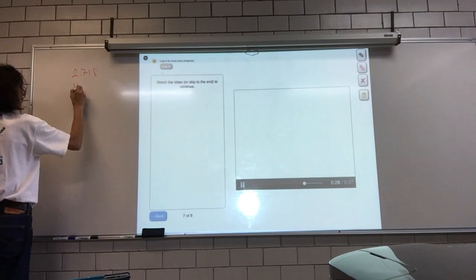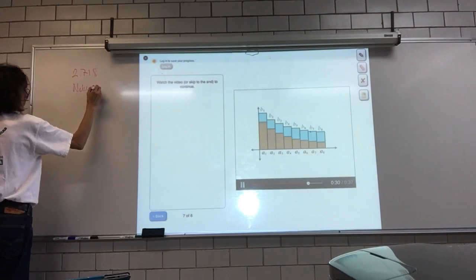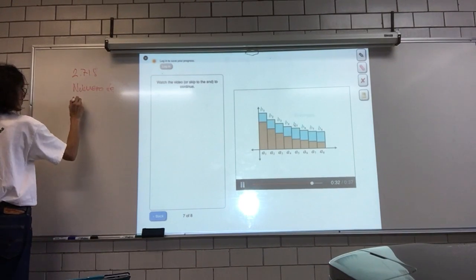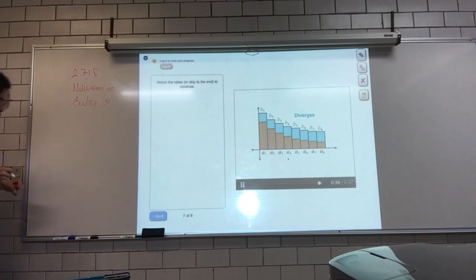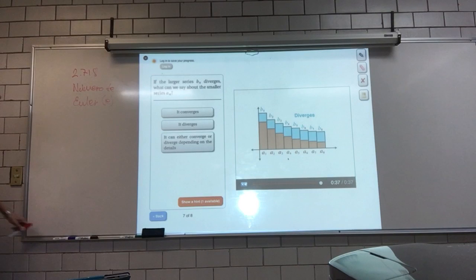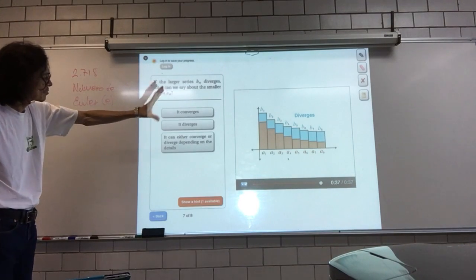Okay, last question. Let's switch things up a little bit. Suppose the larger series, shown in blue here, diverges. What can you say about the smaller series? Bien. Si la serie superior, en este caso, es divergente, ¿qué pasa con la serie inferior?